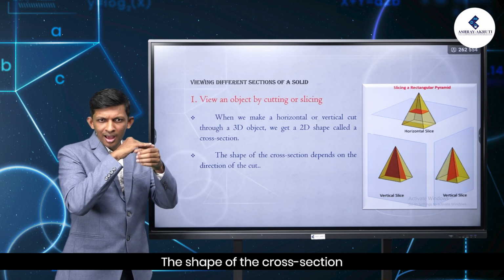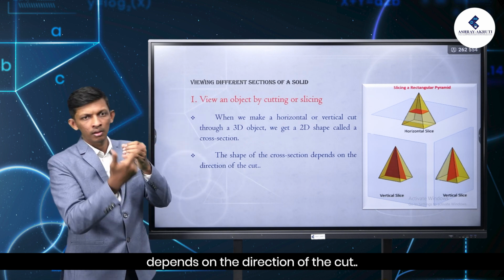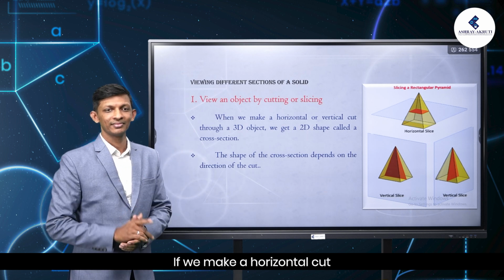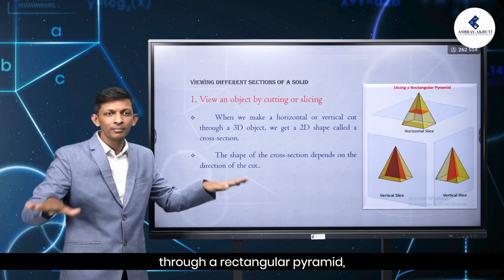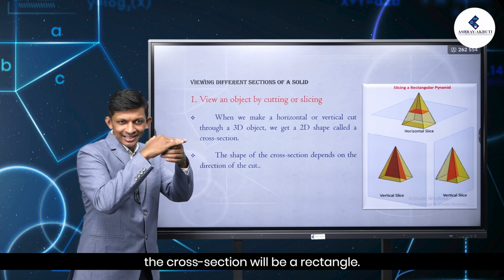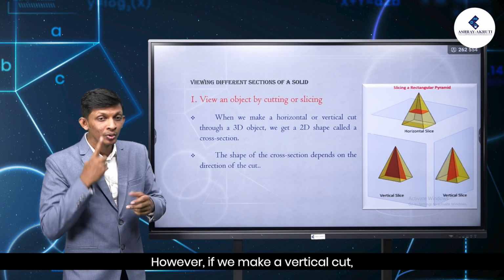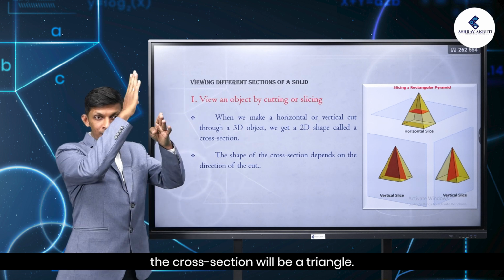The shape of the cross section depends on the direction of the cut. If we make a horizontal cut through a rectangular pyramid, the cross section will be a rectangle. However, if we make a vertical cut, the cross section will be a triangle.